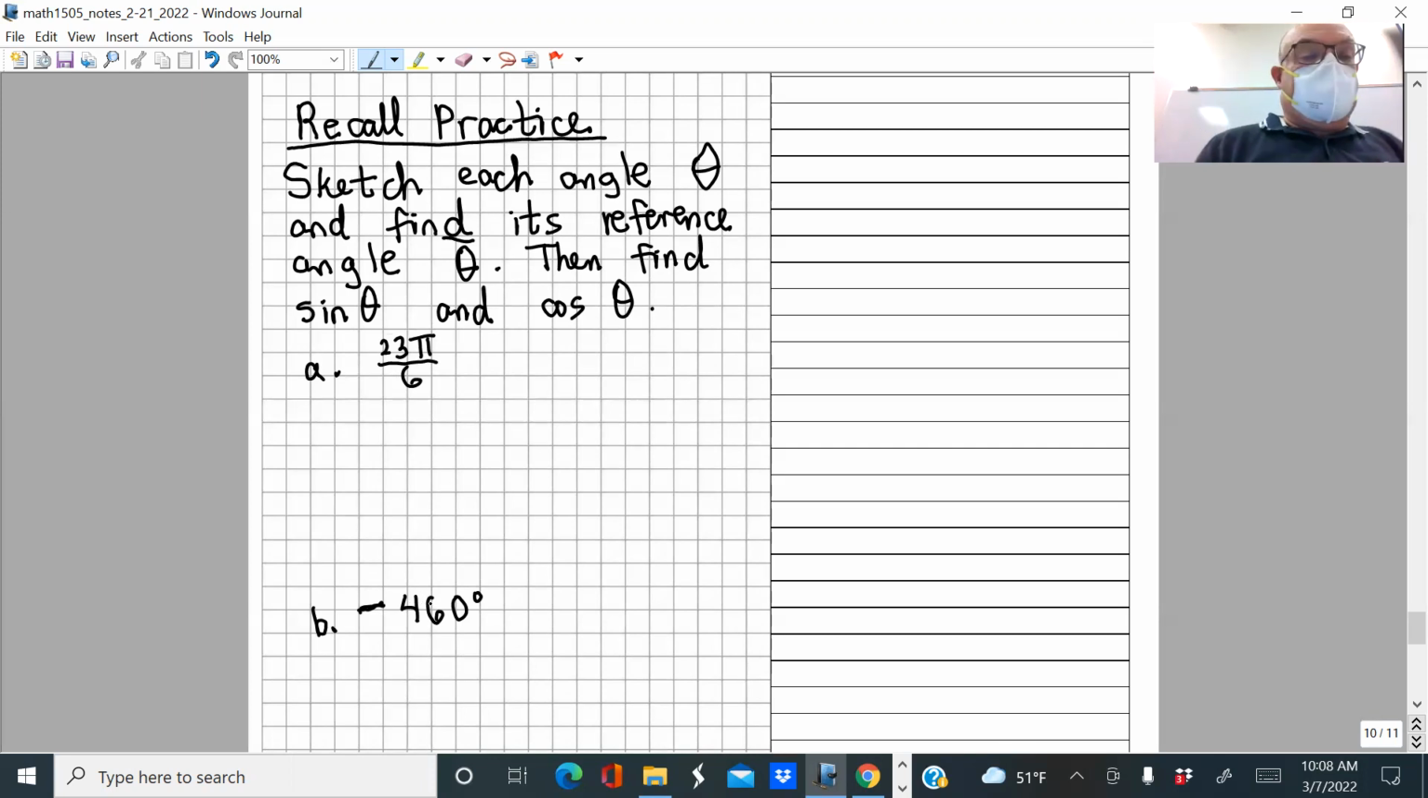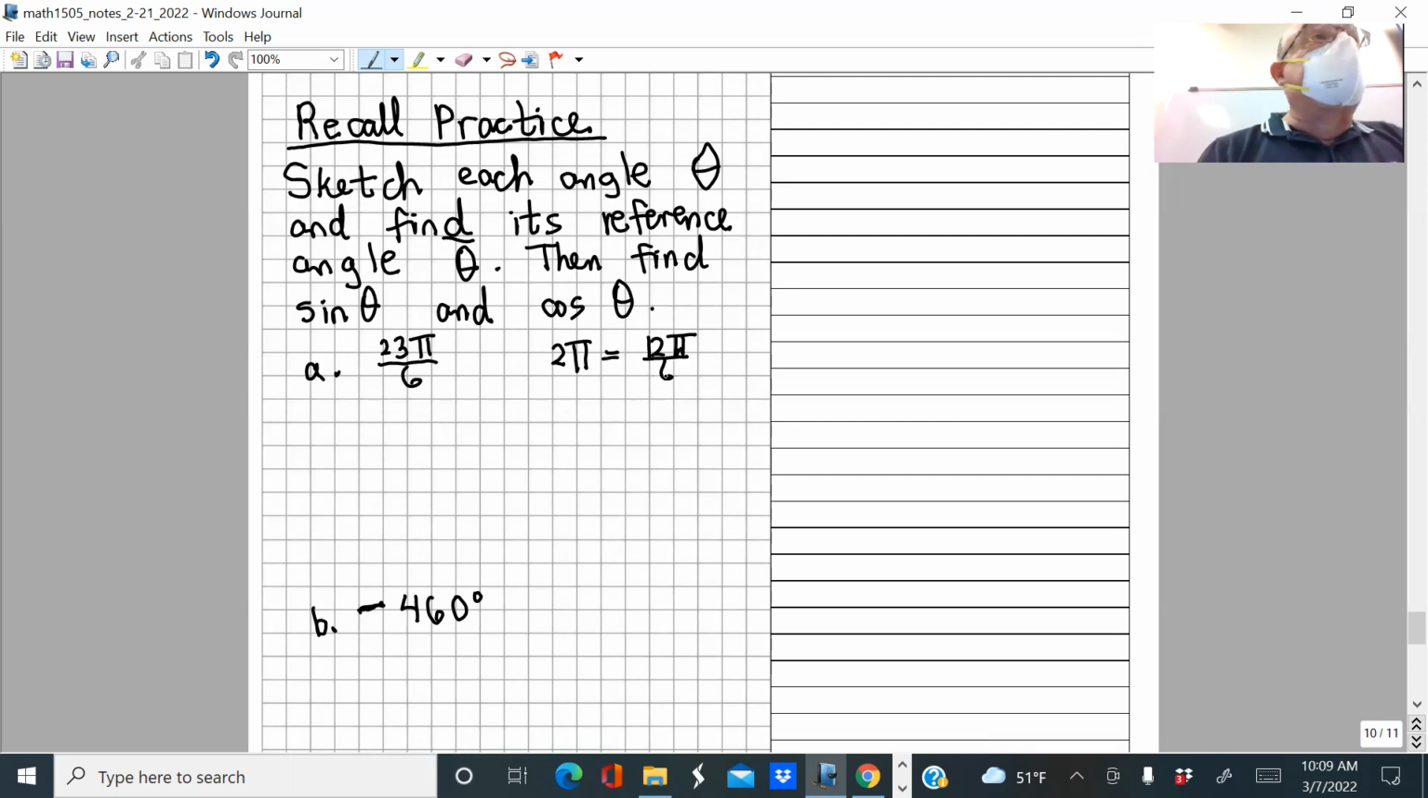Now, just one other hint. Remember, 2 pi, which is 1 revolution in radians, is the same as 12 pi over 6.